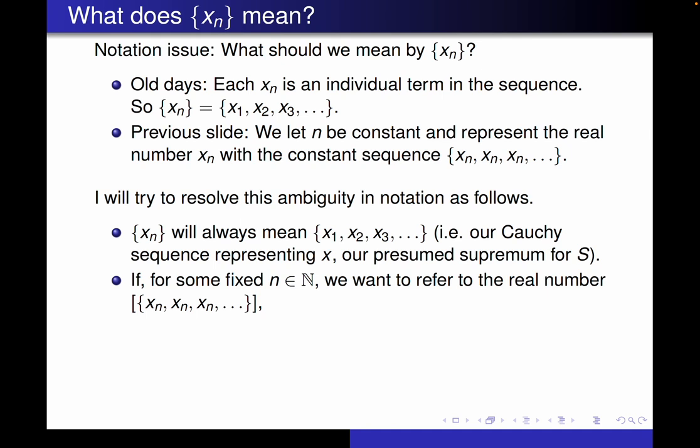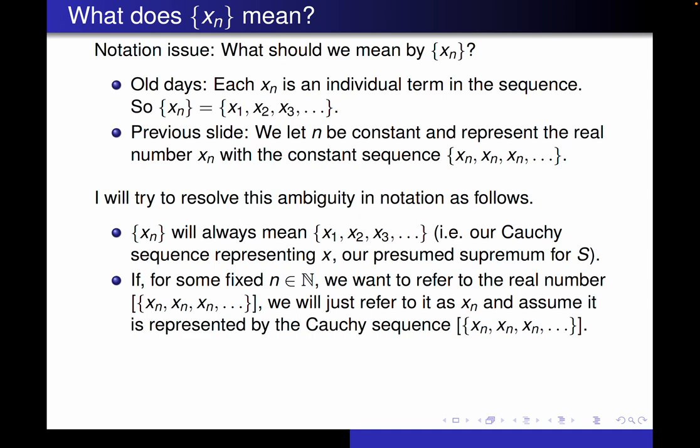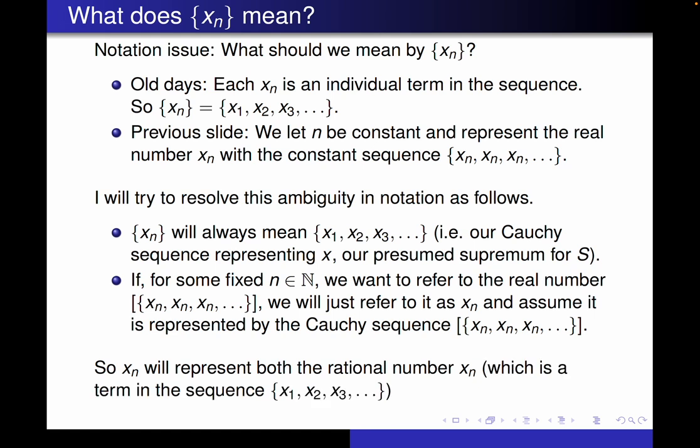Now, if at some point I want to fix the subscript and just refer to the real number that's represented by the constant Cauchy sequence xn, xn, xn, etc., then I'm just going to call it xn. Again, every real number has lots of ways that you can have a Cauchy sequence represented, and I'm assuming that the representative we're going to refer to is the constant sequence that just has xn as the terms. So when I write down the number xn, it will represent, depending on the context, both the regular old rational number xn, which could be thought of as a term in the sequence x1, x2, x3, as well as the real number represented by the sequence xn, xn, xn, etc. I will try to make it very clear when I'm thinking of xn as a rational number and when I'm thinking of it as a real number.